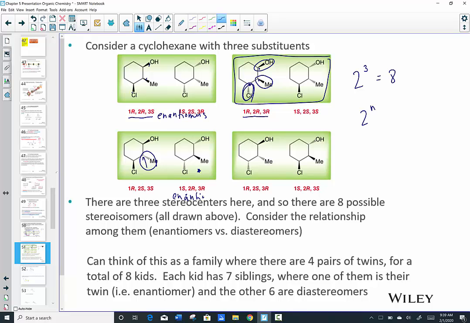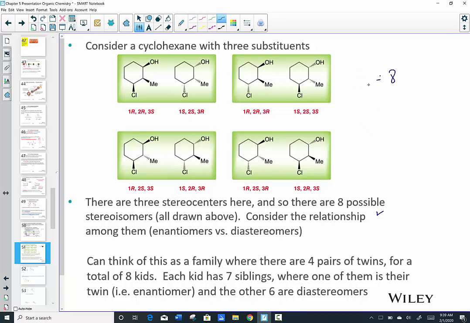And then finally, to get the next two enantiomers, we go back and take a look at flipping the last, and we came up with 8 unique structures. So when we have 3 stereocenters, there are 8 possible structures, and they're all drawn with us. And we consider these relationships as enantiomers and diastereomers. And this is a very good analogy.